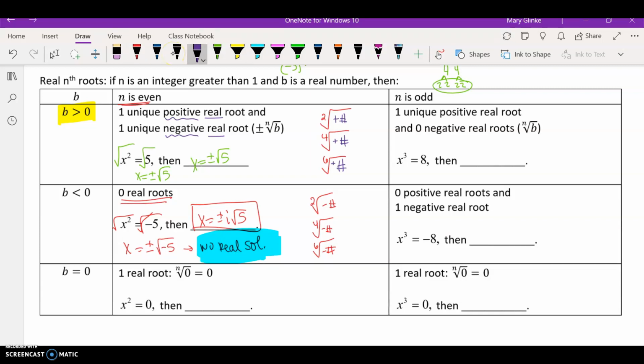And the last case with this even index is taking a root of 0. So the square root of 0, the fourth root of 0, the sixth root of 0, you're always going to get 0 back out as your root.